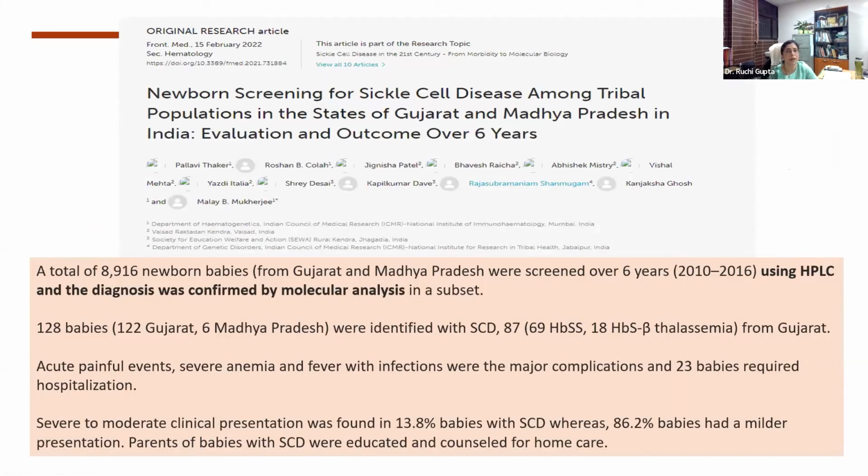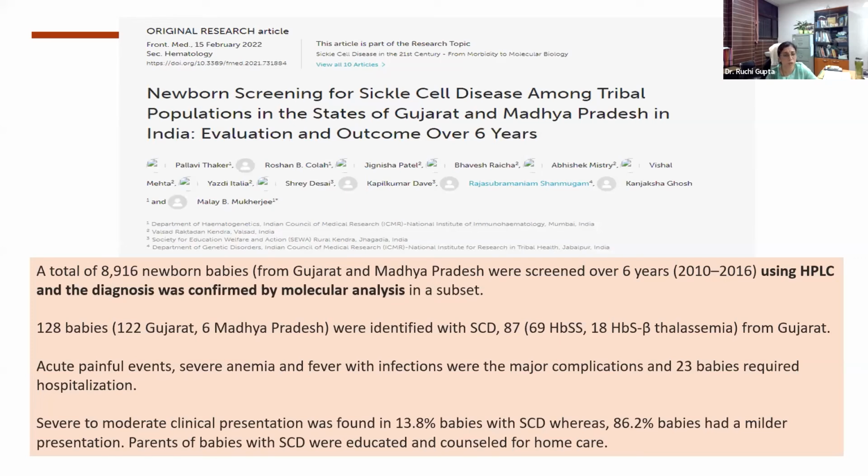This is beautiful work done by Professor Roshan Kola and her team, where they screened newborns for sickle cell disease in the tribal population in the states of Gujarat and Madhya Pradesh, over a period of 6 years. Almost 9,000 newborn babies were screened, largely by HPLC, and molecular analysis was done in a subset. 128 patients were found to be positive for sickle cell disease, of which 69 were homozygous, whereas 18 showed compound heterozygosity for beta thalassemia. Acute painful events, severe anemia, and fever with infections were the major complications, and 23 of these babies required hospitalization.